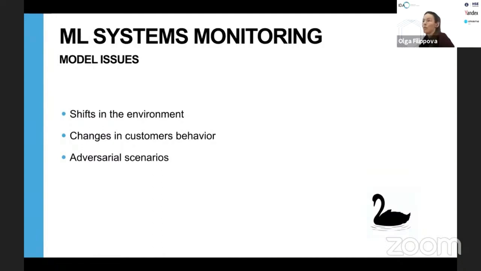Or even adversarial scenarios: bad actors, fraudsters, criminals, foreign governments may actively seek out weaknesses in your model. So changes can be gradual, expected, sudden, and even seasonal. These things do not always demand an immediate reaction, but you should definitely be aware of them.